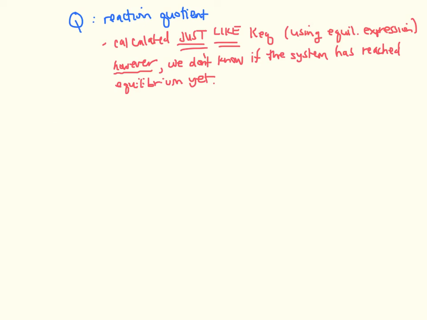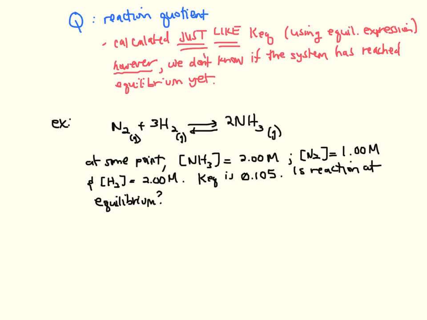Now, we don't call it Keq because we don't know if the system is at equilibrium. If it is at equilibrium, then our Q value should equal our Keq. If it's not at equilibrium, they won't equal the same thing. All right, let's do a quick example because I think that's the easiest way to discuss reaction quotient.